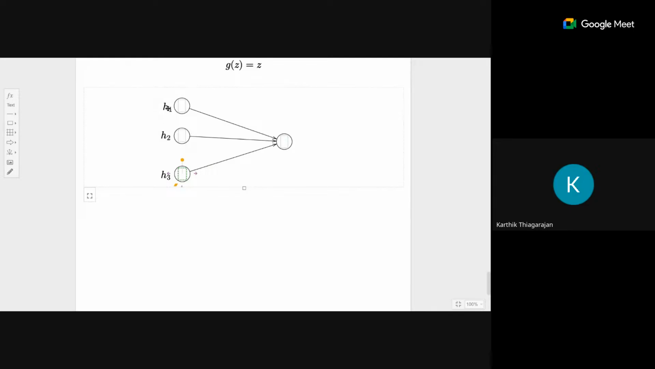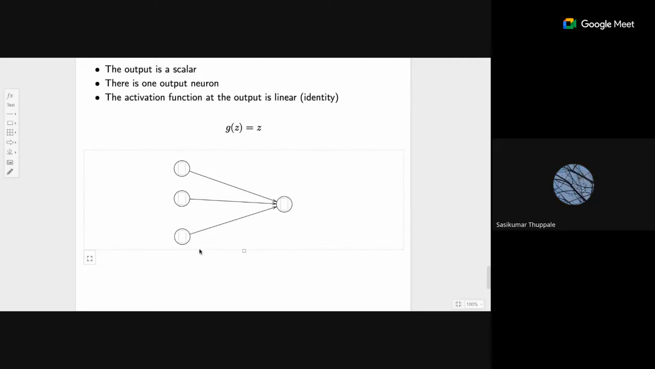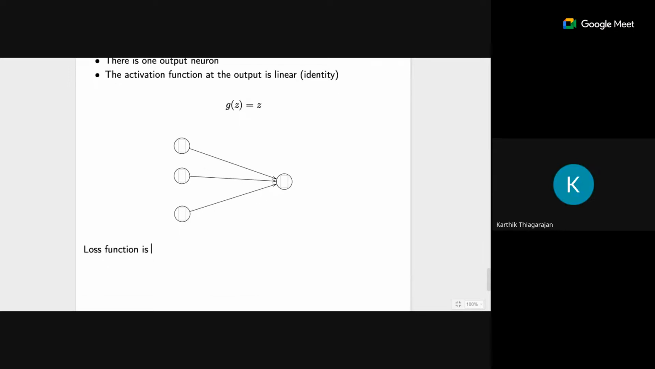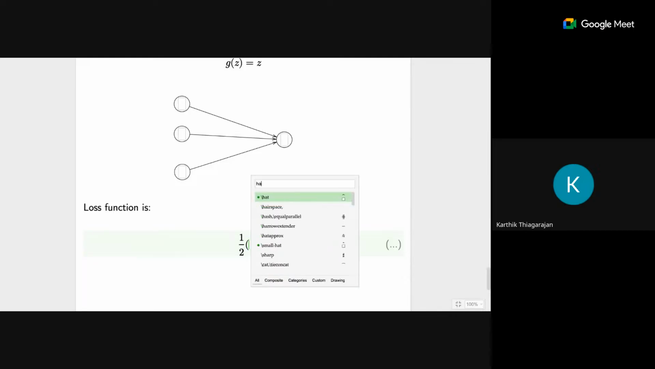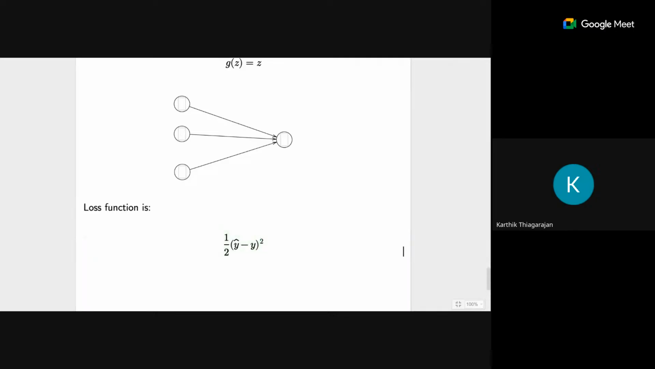So what will be the loss function? Mean squared error. Yeah, the mean squared error. For convenience, we added half here. But what is this? It's y hat minus y the whole square. Half is for mathematical convenience. So y is the true label, y hat is the predicted label.